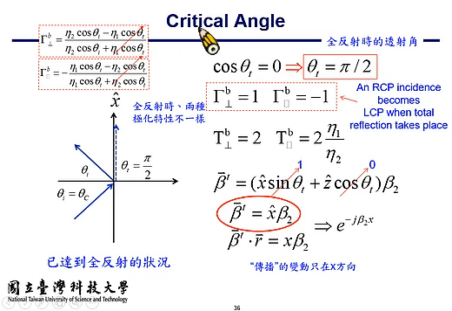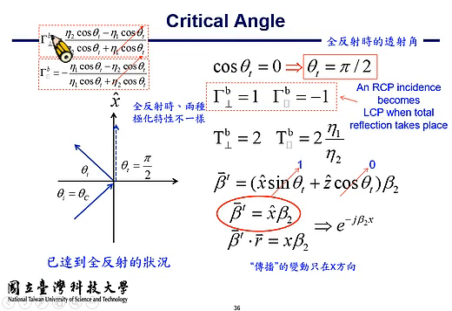So for total reflection, at the critical angle, cosine theta t goes to 0, which means theta t goes to 90 degrees. So the second half of the transmission coefficient, second half of the reflection coefficient goes to 0, because cosine theta t is 0.